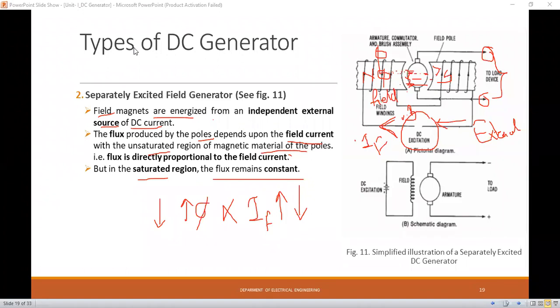Anyone? Concept of saturation. The flux remains constant and only the current keeps increasing. Okay, flux will remain constant if we increase the current, that means the concept of saturation.